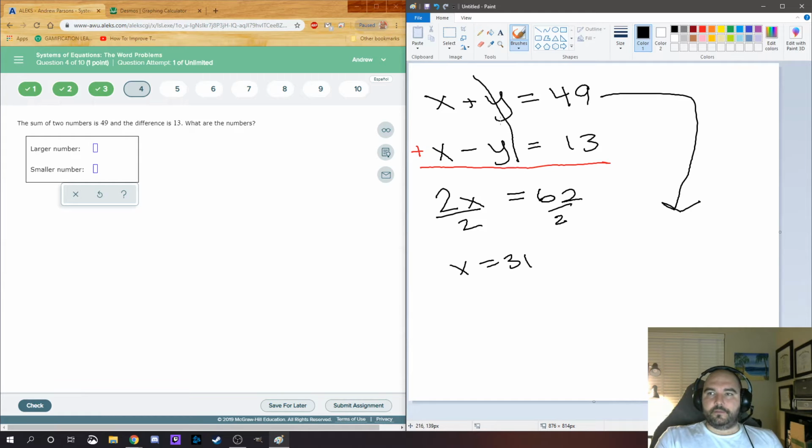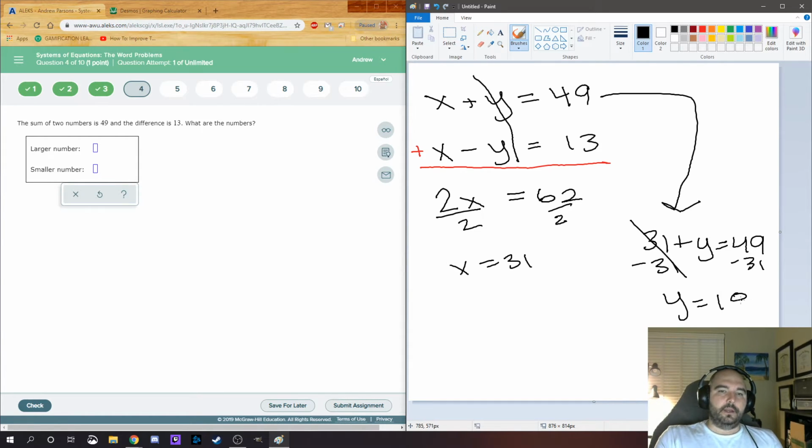I'm going to rewrite the first equation, x plus y equals 49. 31 plus y equals 49. So see what I've done is I've taken x out and turned it into the number. I then subtract 31. If this feels like mental math to you, I would at the very least like you to show me that you're writing 49 minus 31 to show how you're getting the other answer.